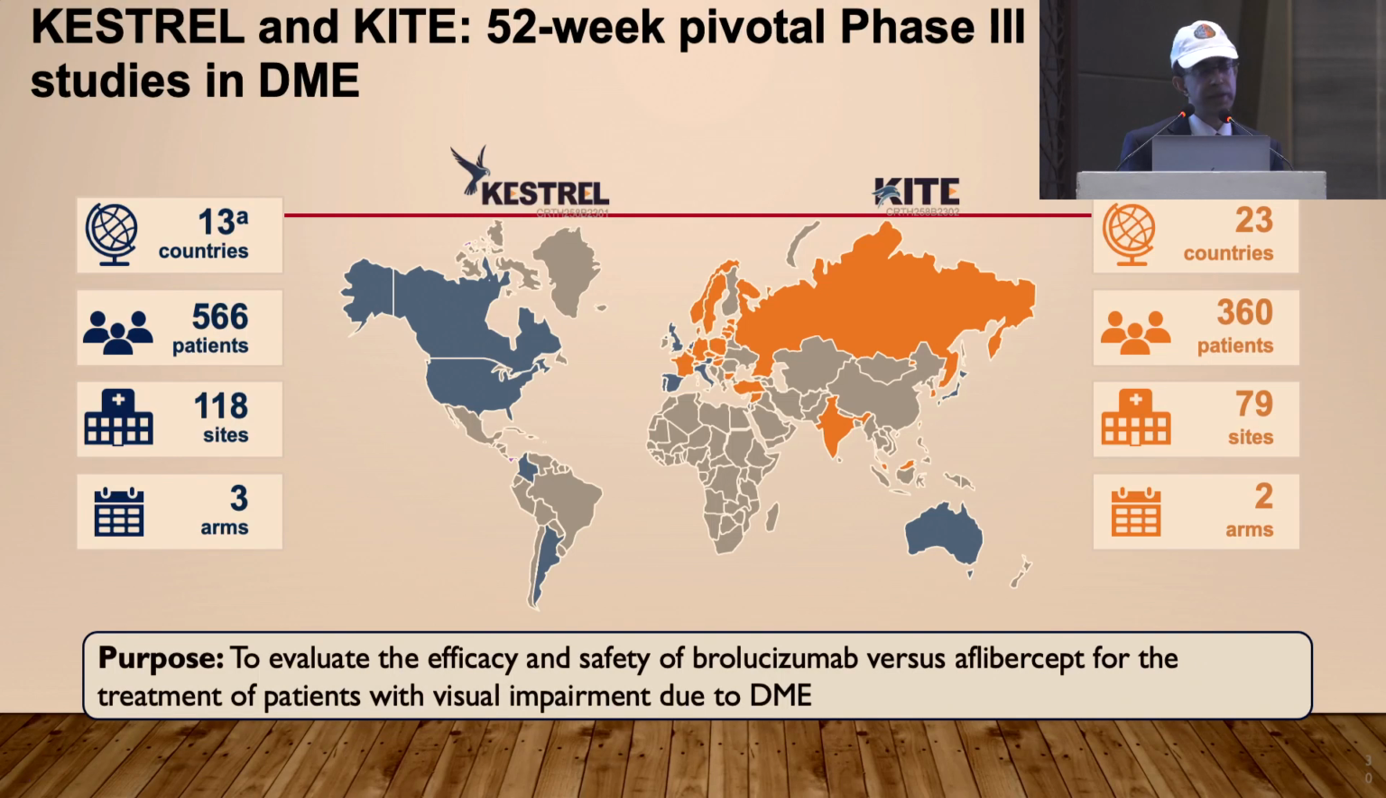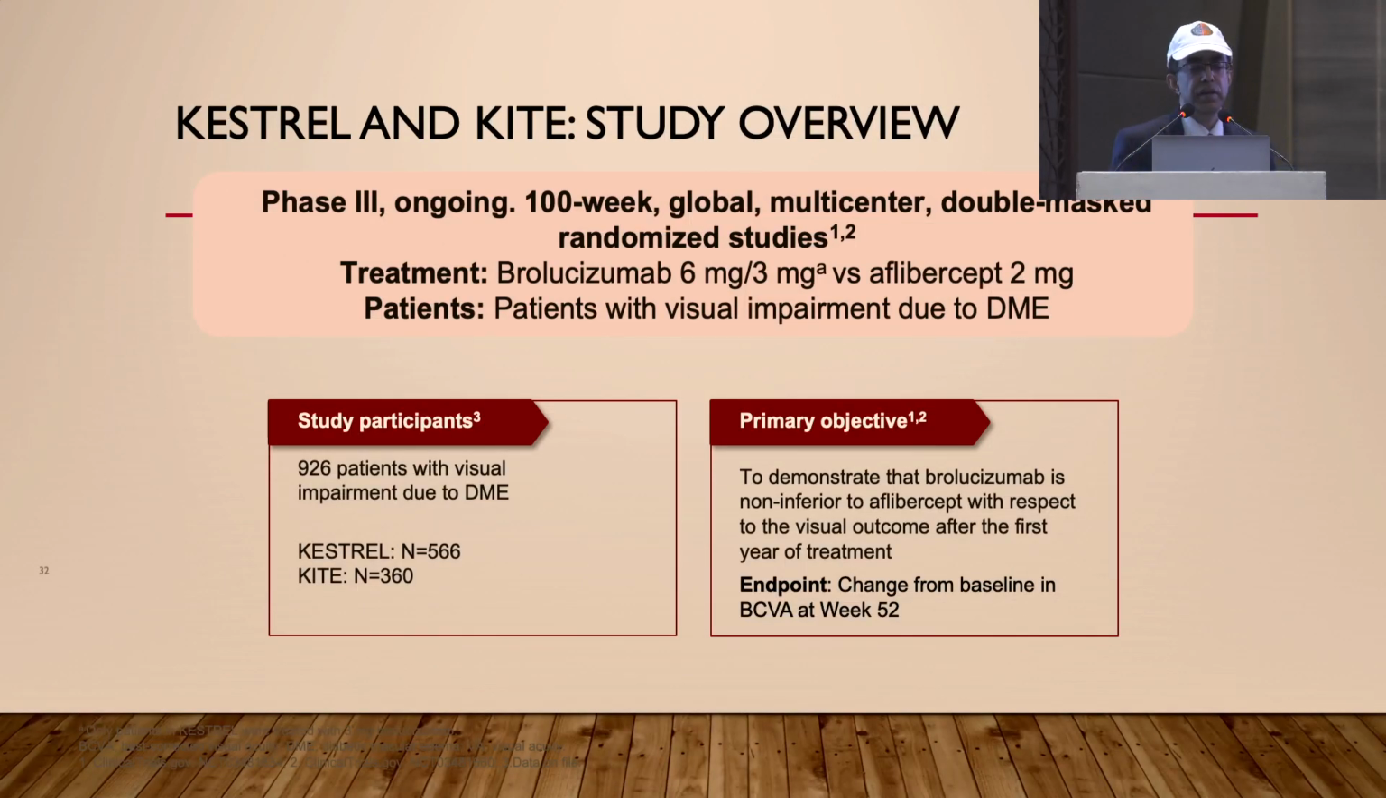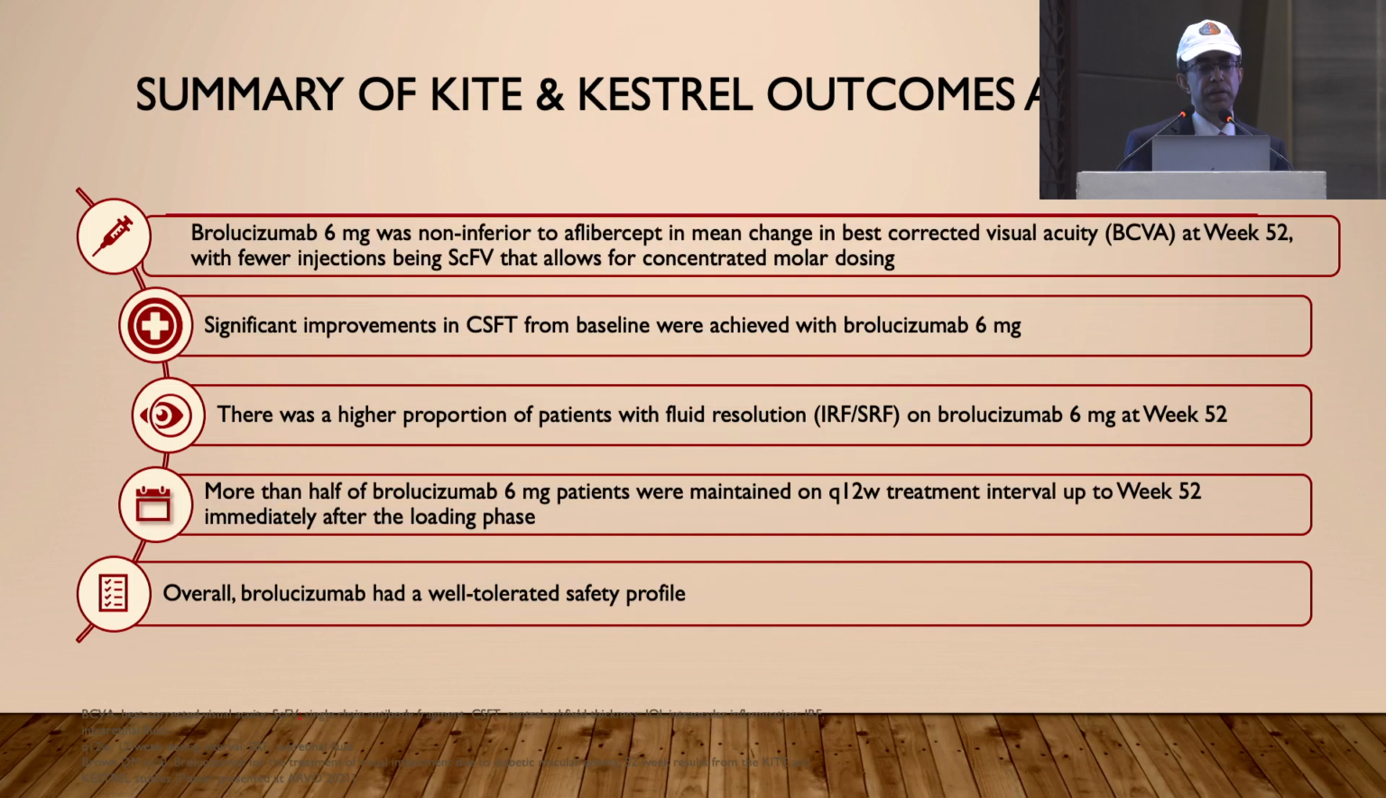I won't go into the details of these studies, which were the Kestrel and Kite. And up to week 52, they have been studied, and the phase 3 is still ongoing. And they found that brolucizumab was a very useful molecule for treatment of DME. 6 milligram was non-inferior to aflibercept in mean change in BCVA at week 52, with significant improvements in central subfoveal thickness, a higher proportion of patients with fluid resolution, and more than half of these patients were maintained on Q12 week treatment.